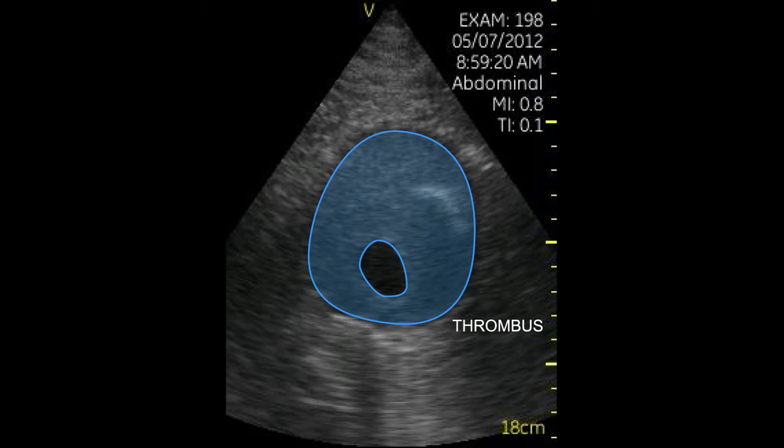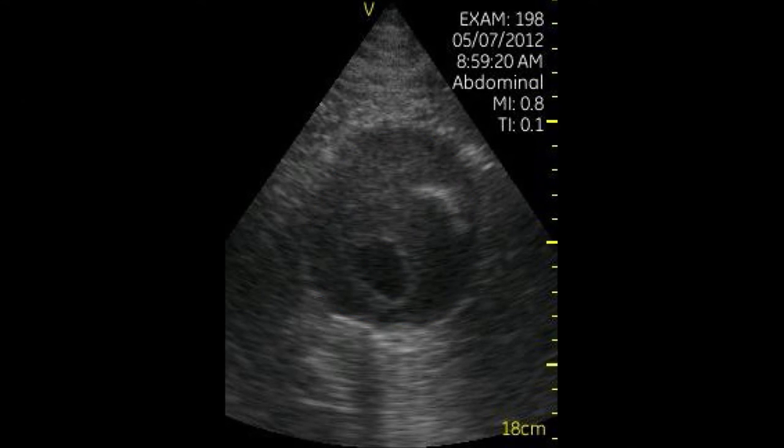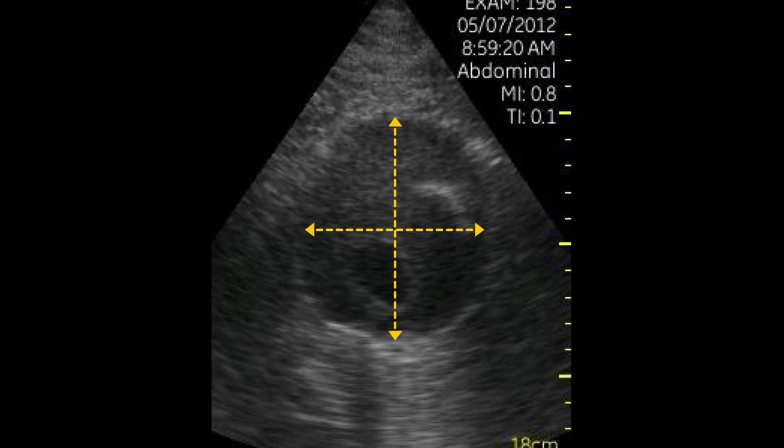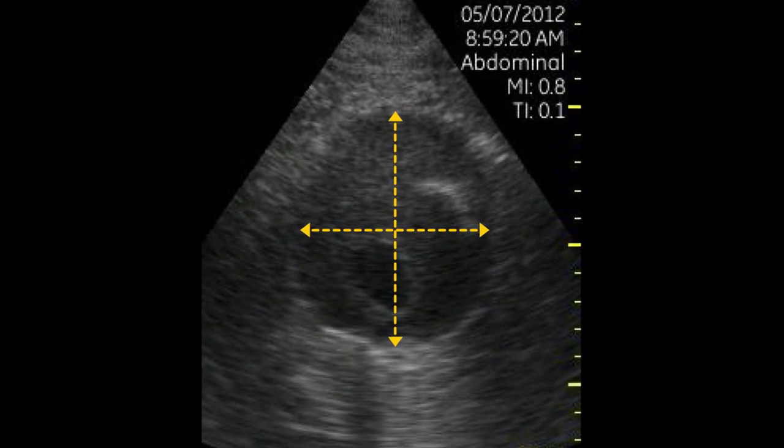Sometimes a thrombus may be seen in the abdominal aorta. In such situations, the abdominal aorta should be measured from outer wall to outer wall and should include the thrombus as well as any plaques within the measurement.